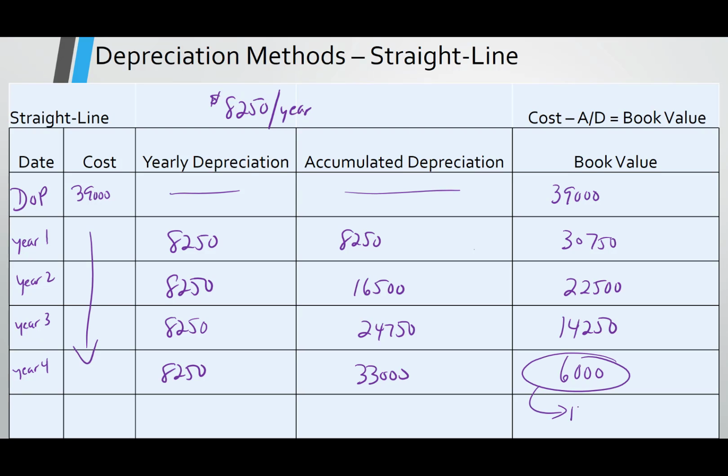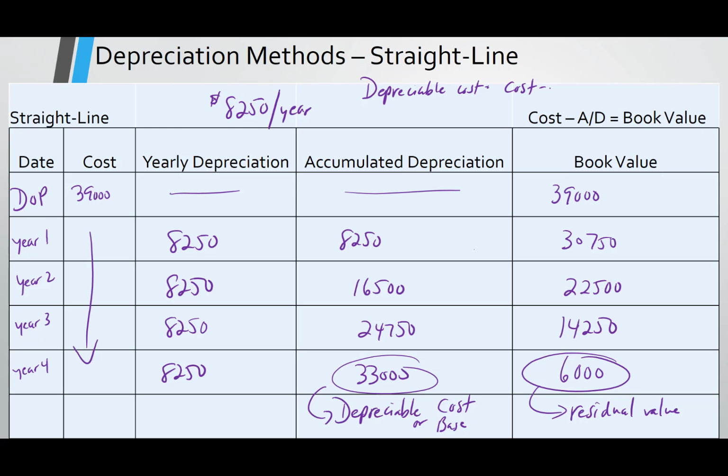Now, we also know this number here, we can refer to this as our depreciable cost or depreciable base. Either term is correct. And remember, our depreciable cost or base, to get that amount, we always would take the numerator. It's our cost minus our residual value. And we know that our cost was $39,000. We know our residual value was $6,000, so we know that our depreciable base was $33,000.